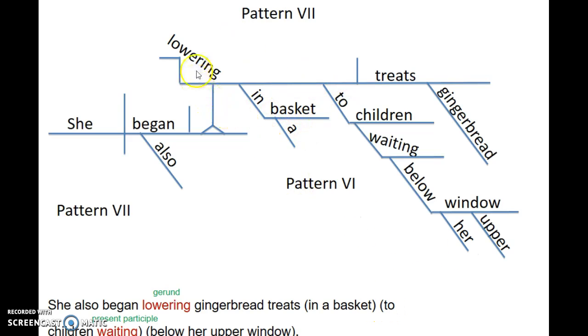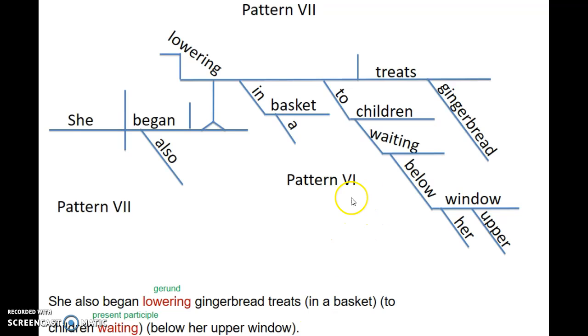And she was lowering them to children. So that's diagrammed also below the verb. And then we get to this ing thing going on here. Waiting is obviously a verb, and it's modifying children. It's describing the children. So if it's functioning as an adjective modifying a noun, it's a participle.